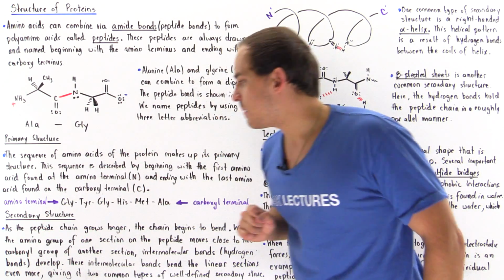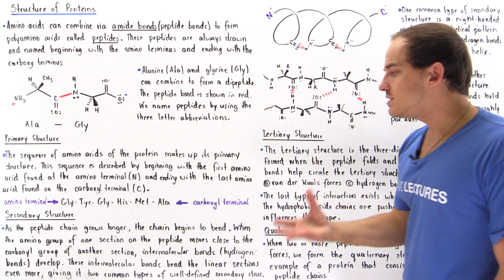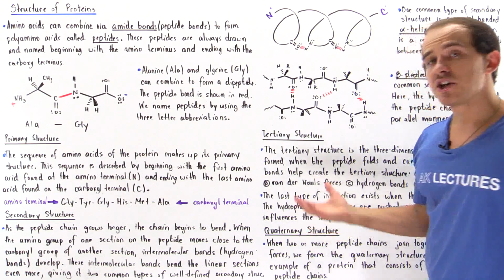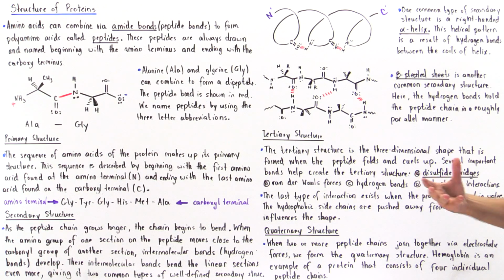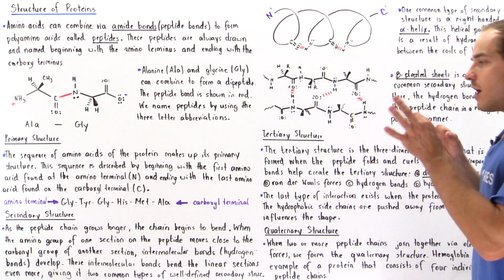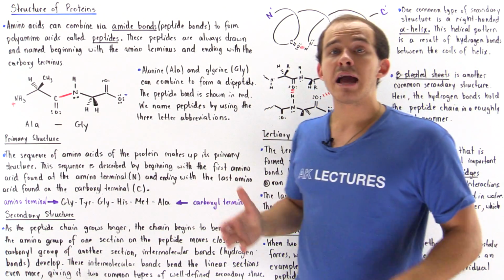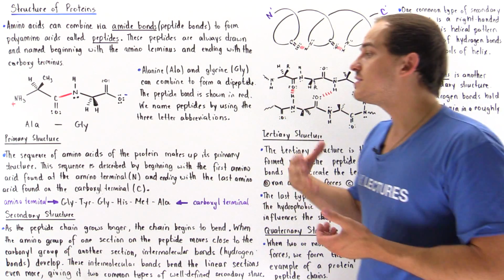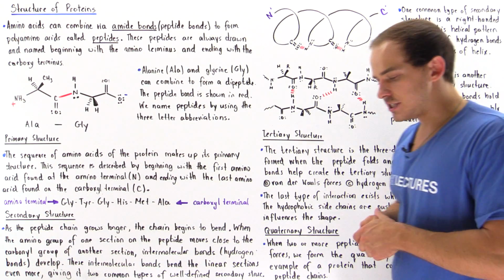So once again, as the peptide chain grows longer, the chain begins to bend when the amino group of one section of the peptide moves close to the carbonyl group on another section of that same peptide. Intermolecular bonds begin to develop. These intermolecular bonds, known as hydrogen bonds, basically take the linear molecule and bend it and give it a certain well-defined shape known as the secondary structure. So we have one type known as the right-handed alpha helix, and we have the beta pleated sheets. So let's discuss the beta pleated sheets first.